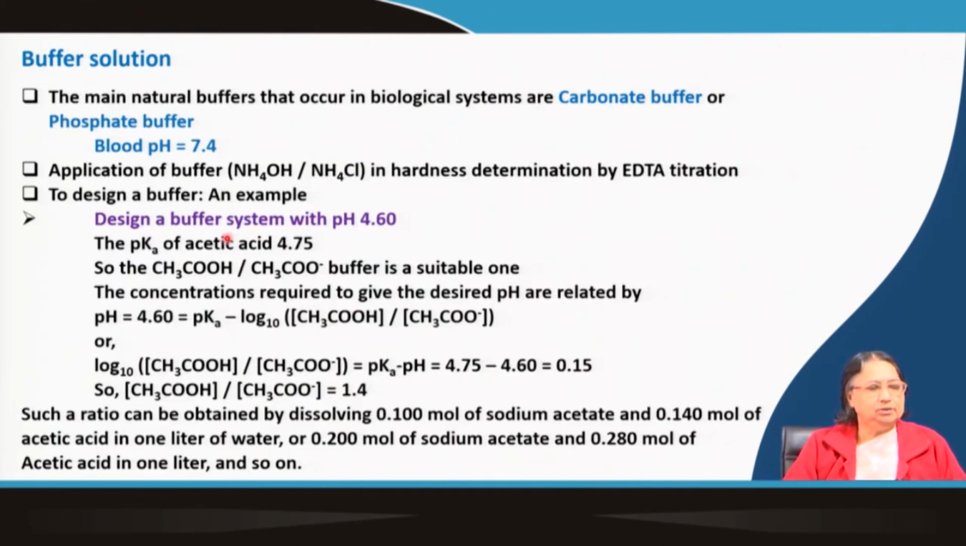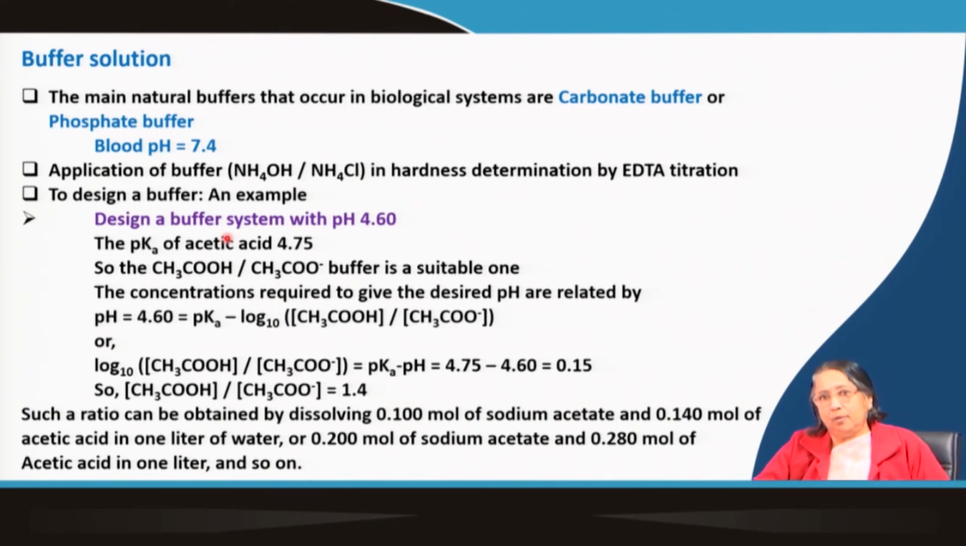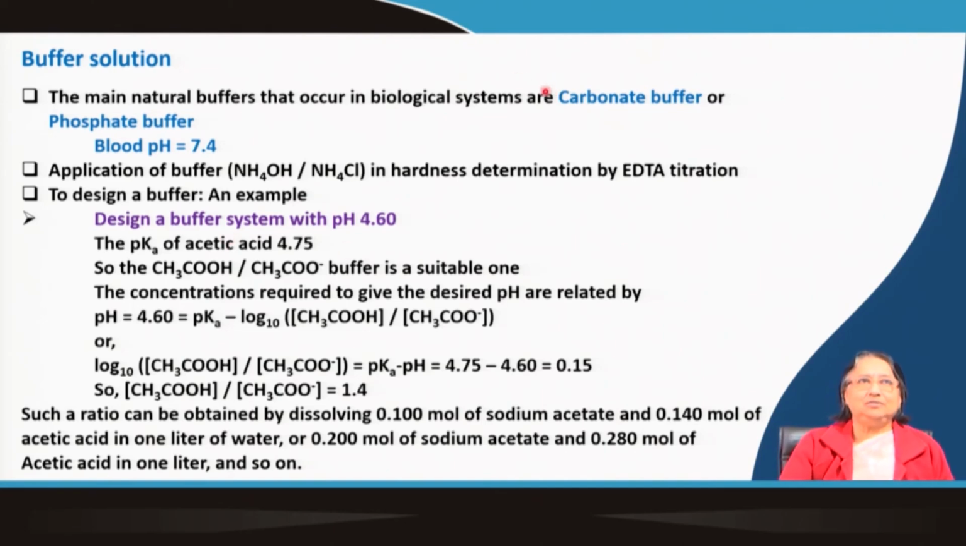Now, buffer solution, the natural buffer in biological systems. In the body there is also some buffer. In our body many reactions are happening, enzymatic reactions, and they need controlled pH. In our body, controlled pH is very much necessary, but here we do not have ammonium chloride, ammonium hydroxide, or acetic acid and sodium acetate. In the biological system it is mostly carbonate buffer or phosphate buffer. We know that blood pH is approximately 7.4.